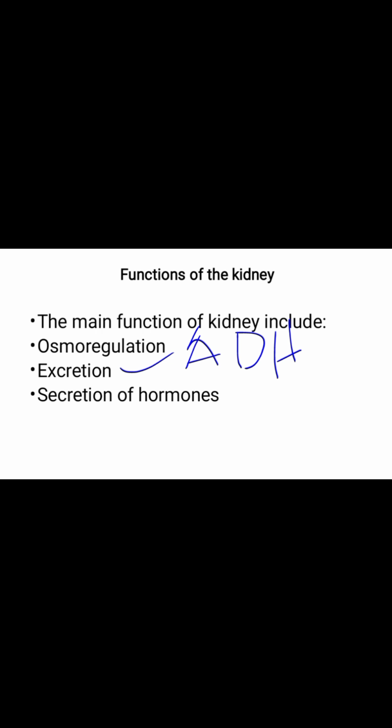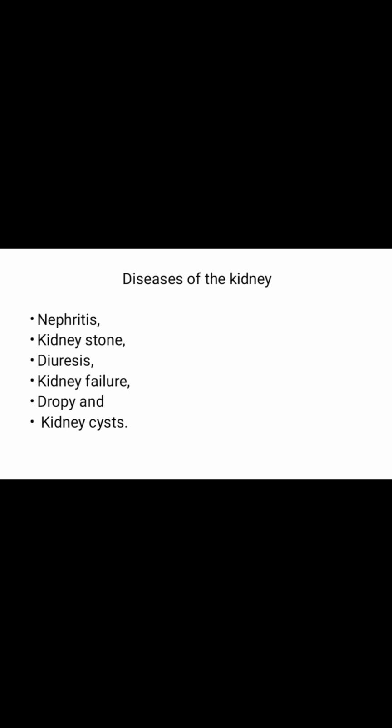And then secretion of hormones. I've told you the function of both erythropoietin and calcitriol. So these are very important functions that must be performed by every organism in order to survive, and that underscores the importance of the kidney. Let's look at some diseases of the kidney. We have several diseases of the kidney, but here I'll just highlight a few of them. You have nephritis, kidney stone, dialysis, kidney failure, dropsy, and kidney cyst. All these can constitute a serious problem for an organism.